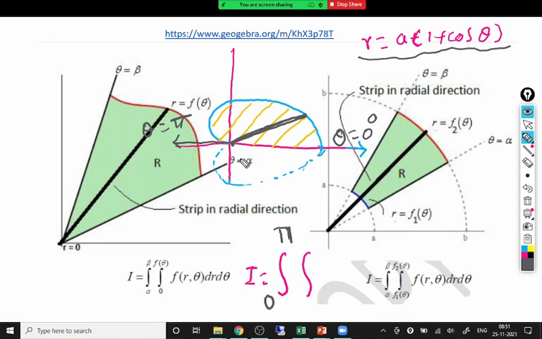And what about limits of r? The inner end touches r equal to 0. The outer end touches r equal to a(1 plus cos theta). That gives the limit. So this is the limit in polar. Sir, got it. Okay, so that way we should get the limits. We'll see more examples in the next session, and that time it becomes more clear again.